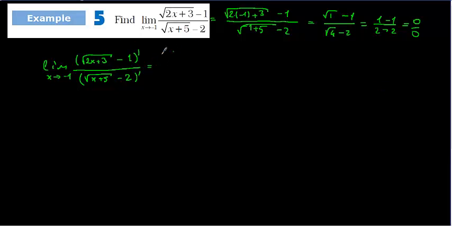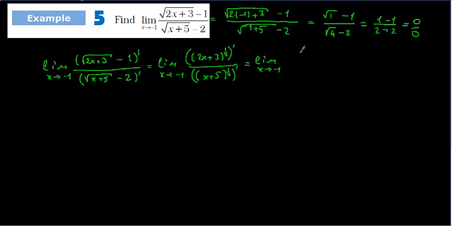Derivative of this expression, it's going to be equal to limit x tends to minus 1, 2x plus 3 to the power of 1 over 2. Derivative, this part is going to be equal to 0. That's why I'm not writing it anymore. And here, this one, it's going to be x plus 5 to the power of 1 over 2, derivative going to be again. And then it's going to be equal to limit x tends to minus 1.